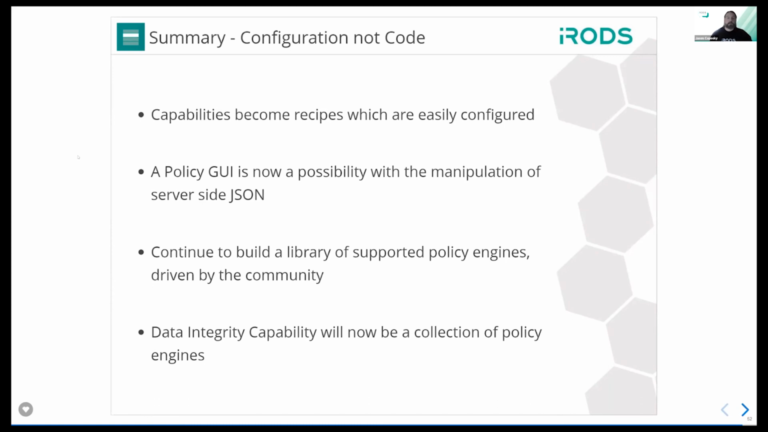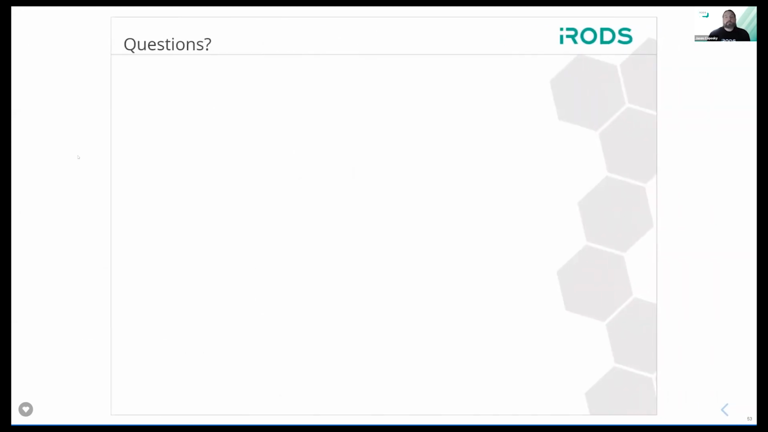a full-page web app. I want to continue building this library of policy engines, and I want that to be driven by the community. As a consortium, we're here to get our arms around what it is that everybody needs to do, and then simply reflect that functionality back into the community in a standardized way. And I would like to use this approach to tackle the data integrity capability, as it seems to be holding water across storage tiering, data transfer, indexing, and publication, and so on. And that is going to be the next step in our journey. So, questions?